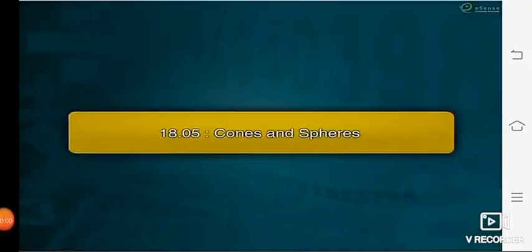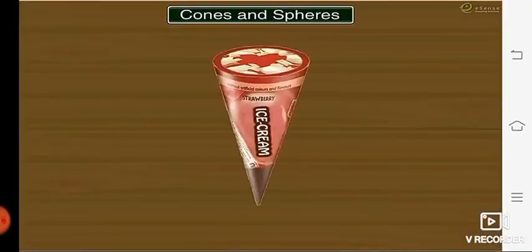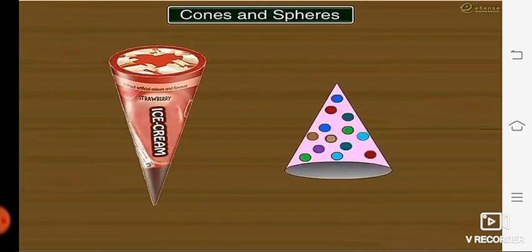That is cones and spheres. Look at these figures. What is the name of this shape? It is a cone. This is an ice cream cone and this is a clown's cap. Do you notice any difference in both these pictures?